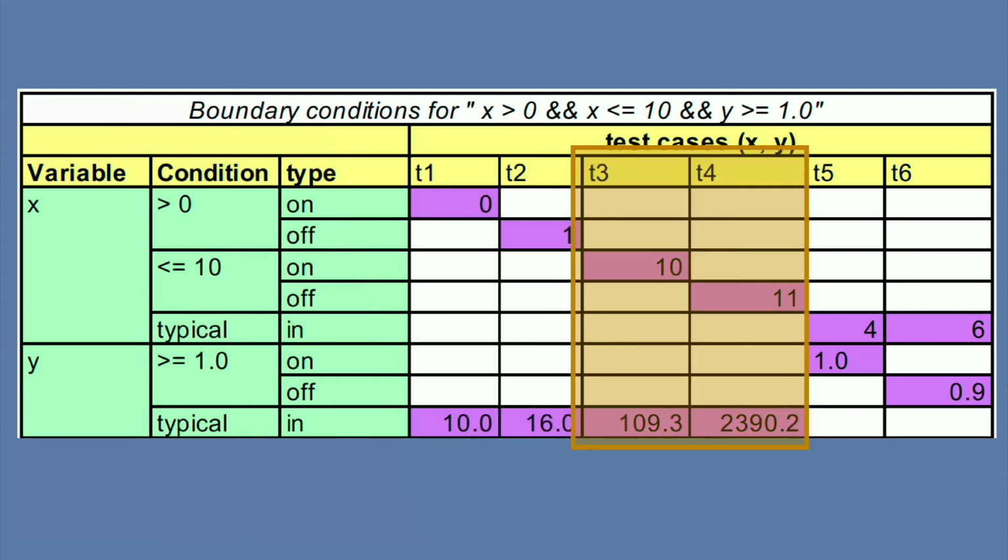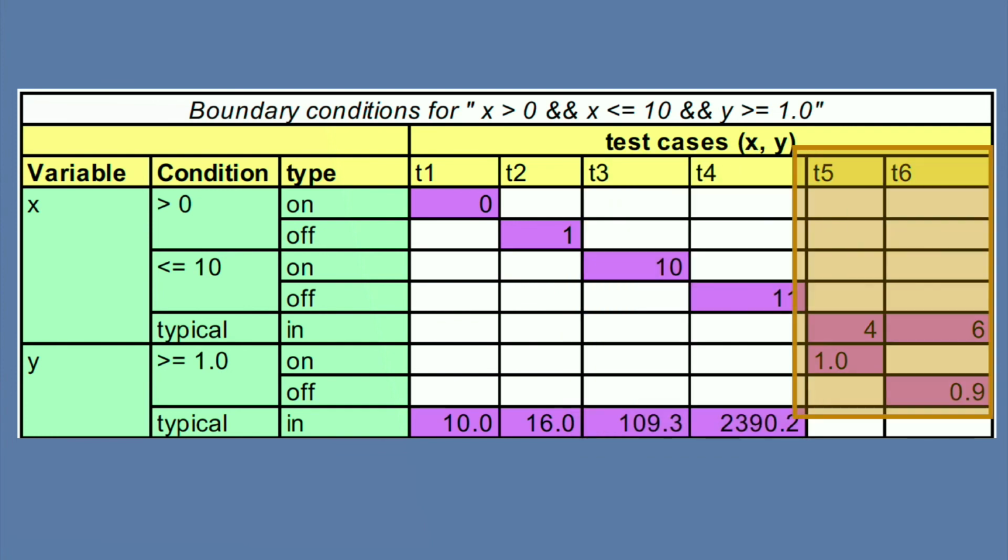Then we go to the second boundary, which is x smaller than or equal to 10. The on point for that condition is 10. The off point is 11. For y, we pick any in point. I chose 109.3 and 2390.2, completely random in points. And finally, for y, the on point is 1, the off point is 0.9, and now we use any in point for the x variable. And that's it. These are the six tests we should do in order to exercise the boundaries of the big condition under test.